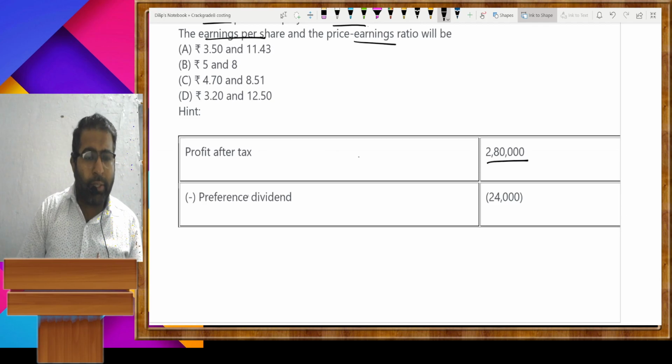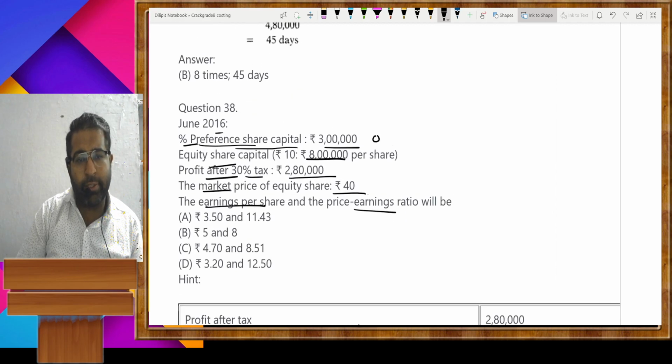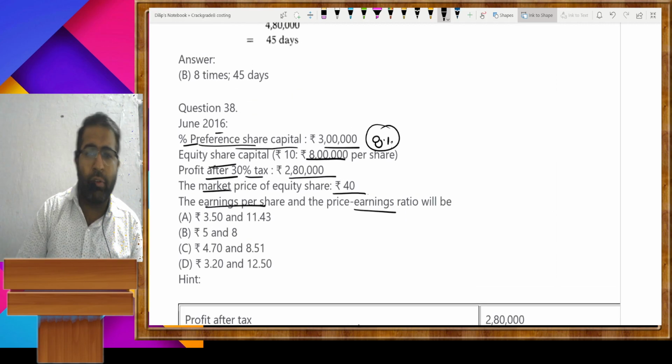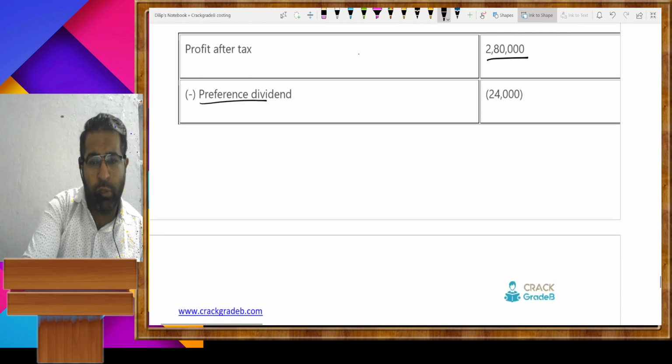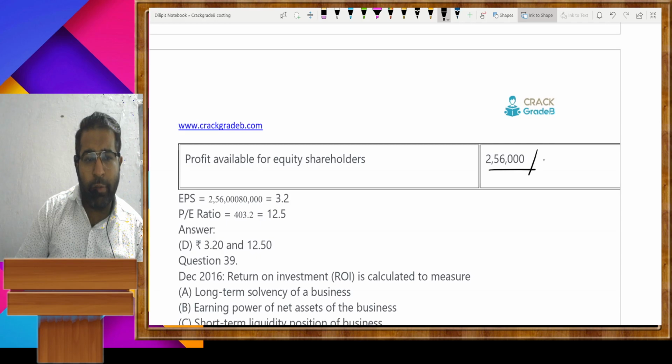2,80,000 profit after tax less preference share dividend. In this question, the percentage is not given. That is 8%; it is a misprint. 3 lakh at 8% is 24,000. Then the profit available is 2,56,000, divided by the number of equity shares, that is 80,000. So the answer is 3.2.